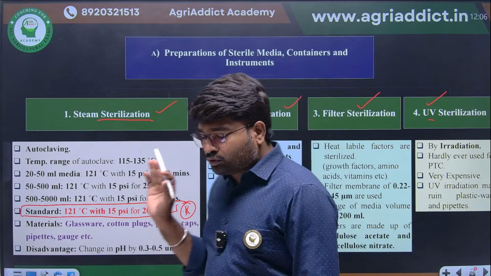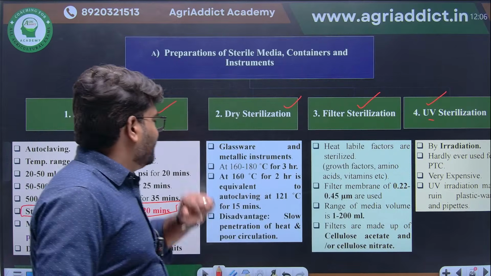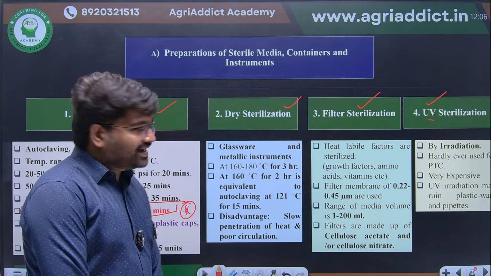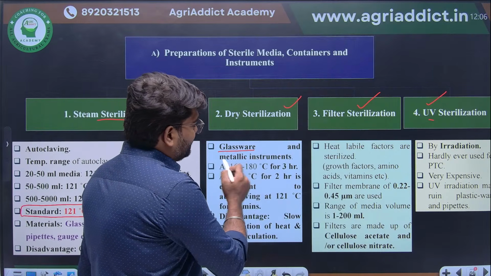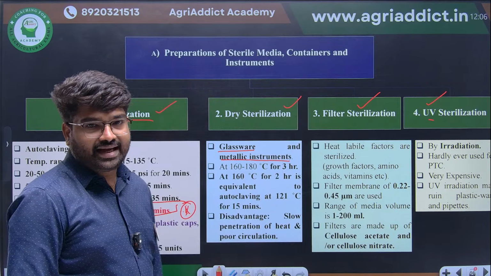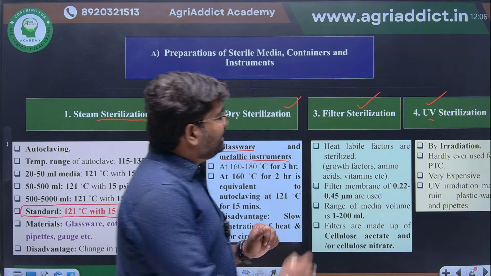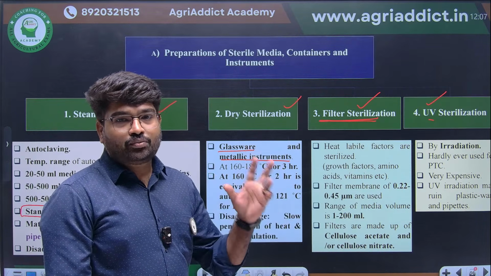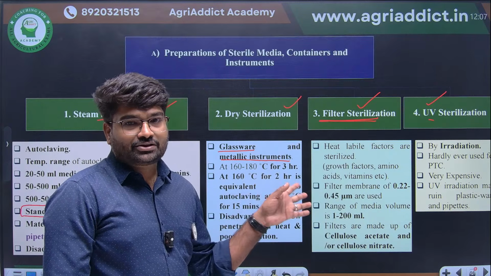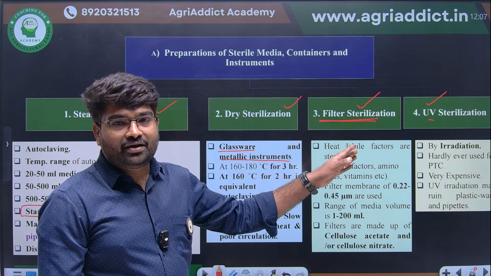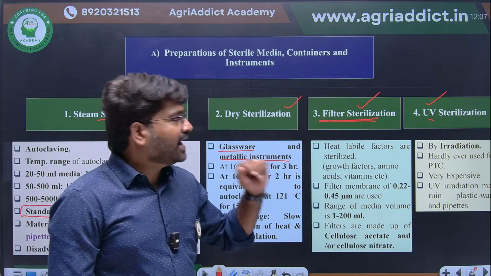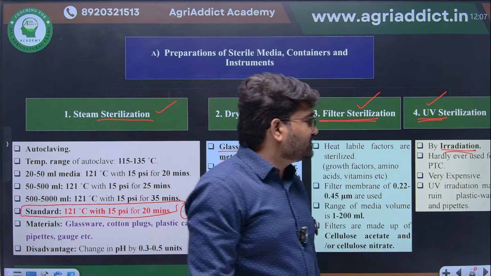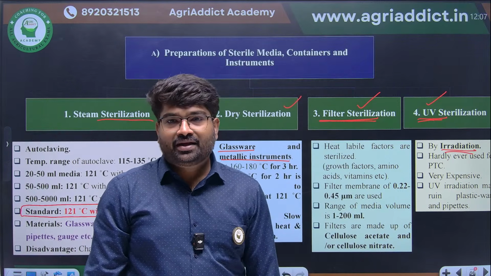The second most important thing is dry sterilization. Here we will use a hot air oven. What will we sterilize here? We will sterilize glassware and metallic instruments. This is the important point. Filter sterilization: we are using different plant hormones. The plant hormones will be heat labile, so they should be filtered using filter sterilization. Then UV sterilization. UV sterilization by what? UV irradiation we can use.